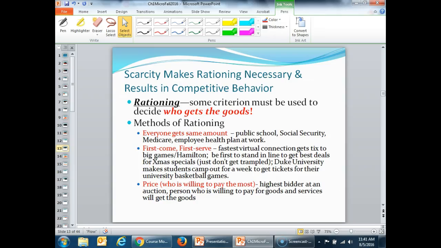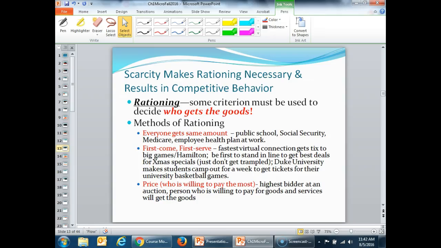Maybe at Christmas, you want to get that beautiful, huge TV at Walmart where they're giving 20 of them away for $3 a piece. You would want to be the first in line to get it. So that would be one way of how goods are distributed. If you can get there first, you get the goods.